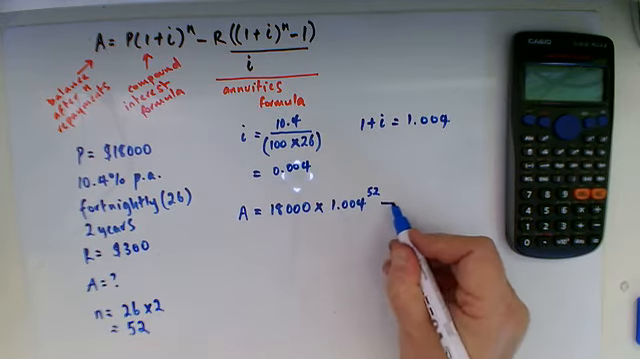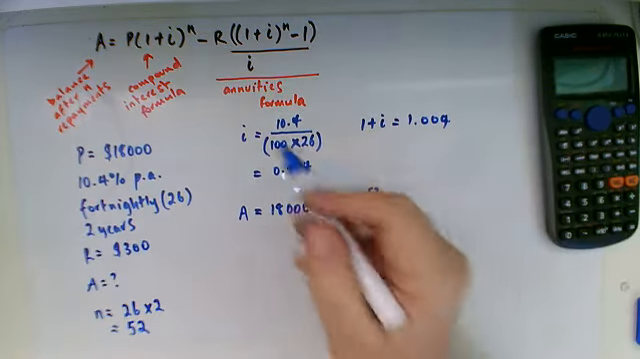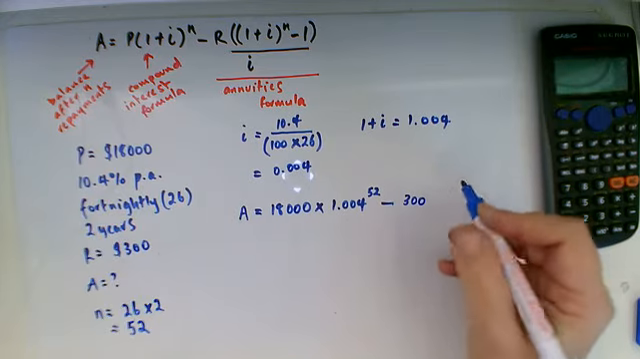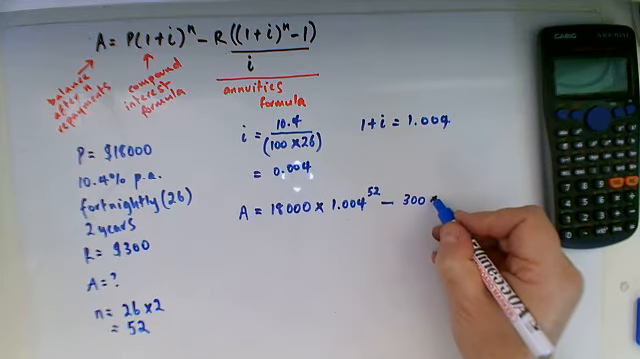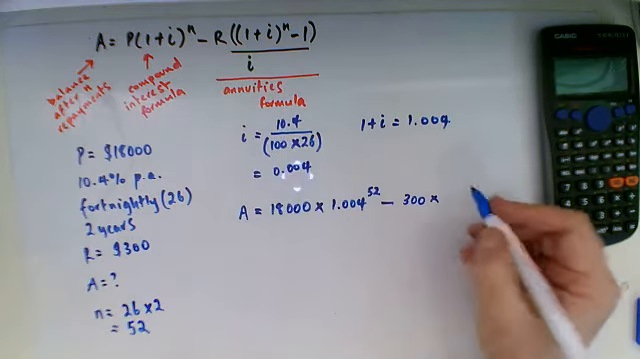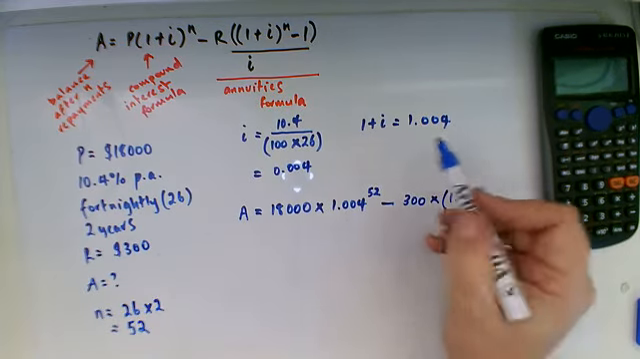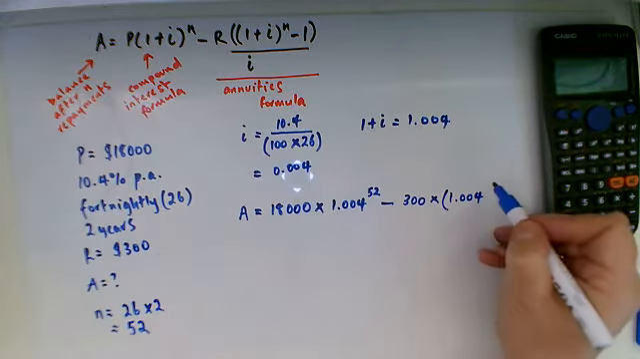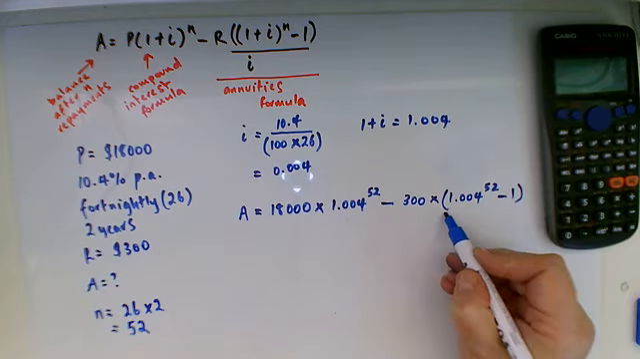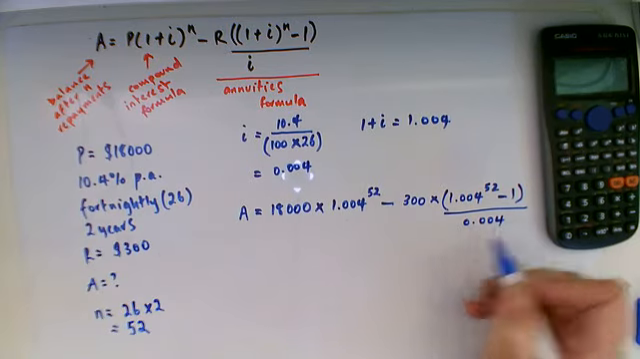And then subtract, now we're working with this second part, the annuities part of the formula. We know the value for R, it's $300. Okay, and I'm just going to represent this as a multiplication. Again, I know 1 plus I, so 1.004 to the power N, which is 52. Take away 1. All of this over I, which is 0.004.